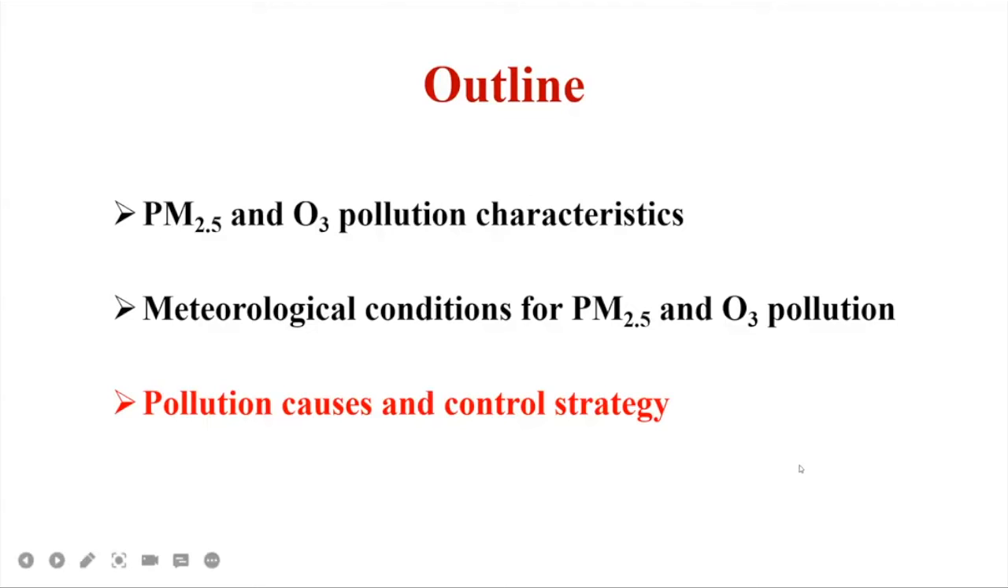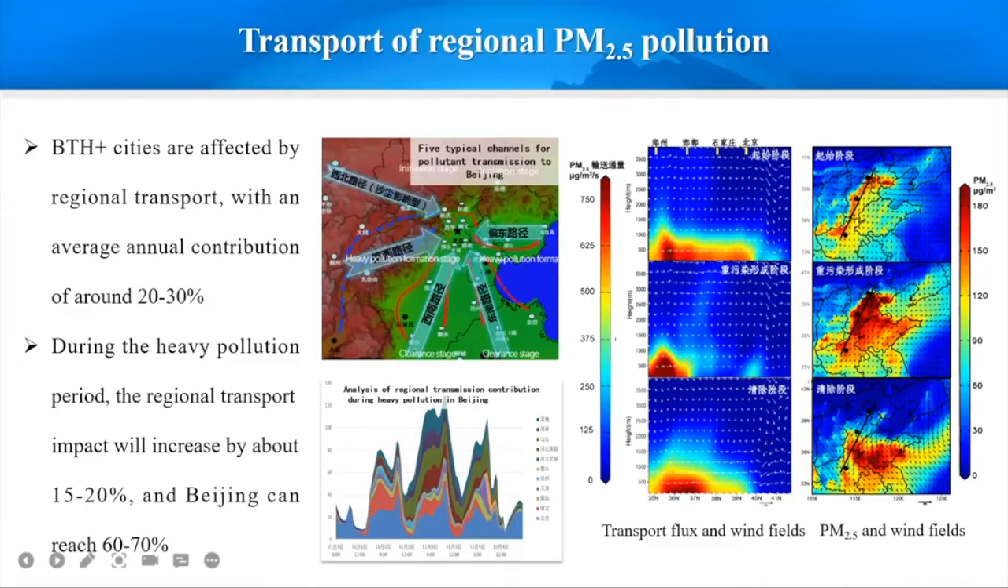Okay, so the last part is the pollution causes study and the control strategy. First, I'd like to discuss the transport of regional pollution, because we know PM2.5 and ozone pollution both have very important regional transport characteristics. So for PM2.5 pollution in the BTH cities, they are affected by regional transport with an average annual contribution of around 20% to 30% for each city. So that's the annual average for each city.